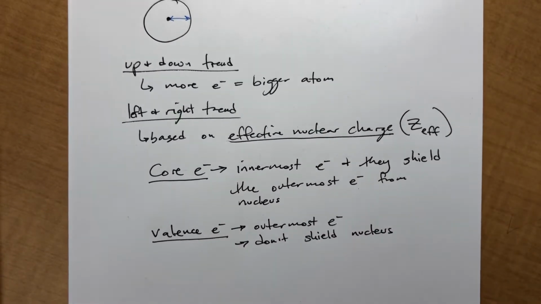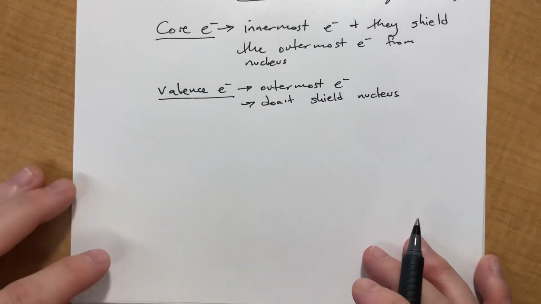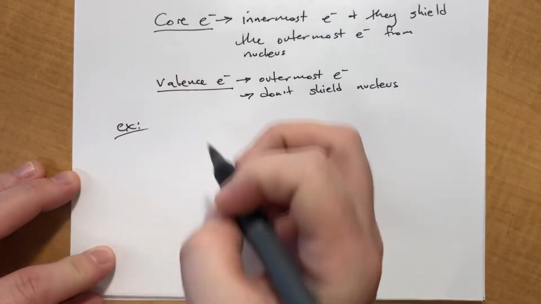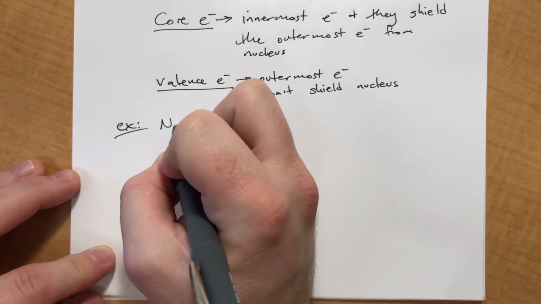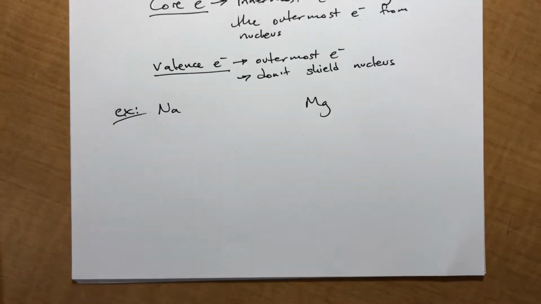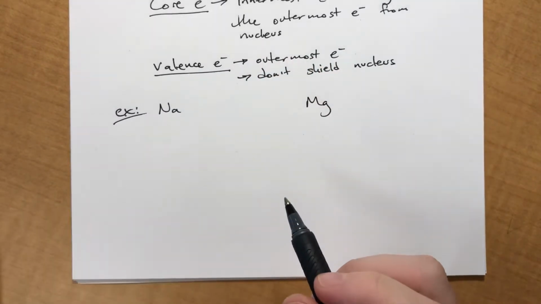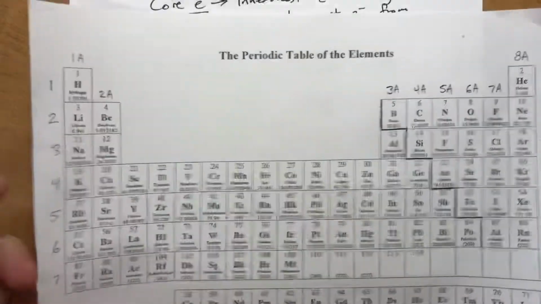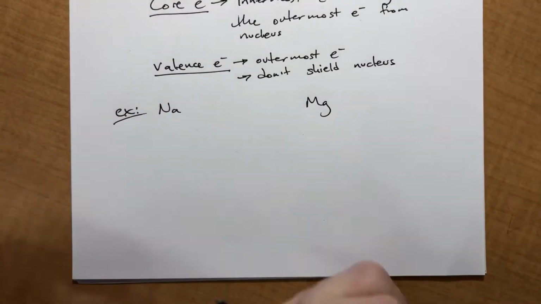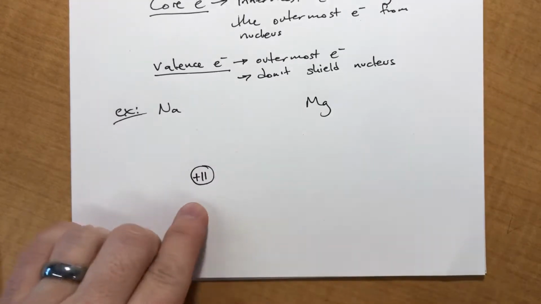Okay, so let's kind of look at an example. If we compared something like sodium and magnesium, I don't typically draw these as pictures, but I'm going to just for visualization's sake. Sodium has 11 protons and 11 electrons. Element 11 on the periodic table. So it doesn't have a charge, it has 11 protons, 11 electrons. So its nucleus is plus 11.